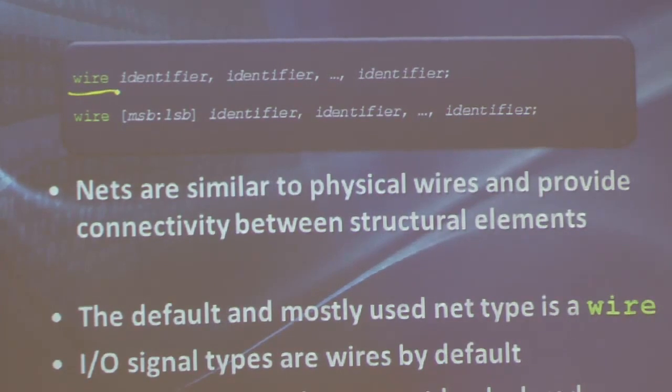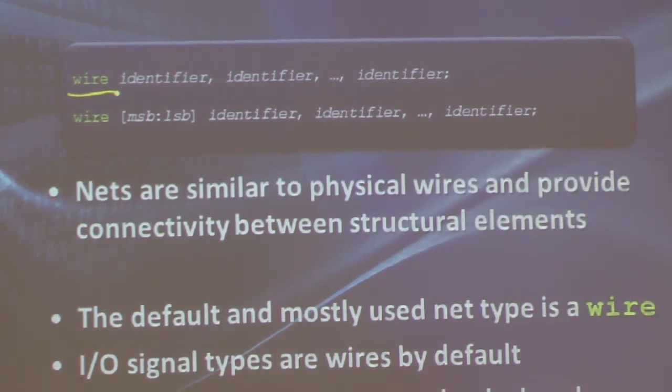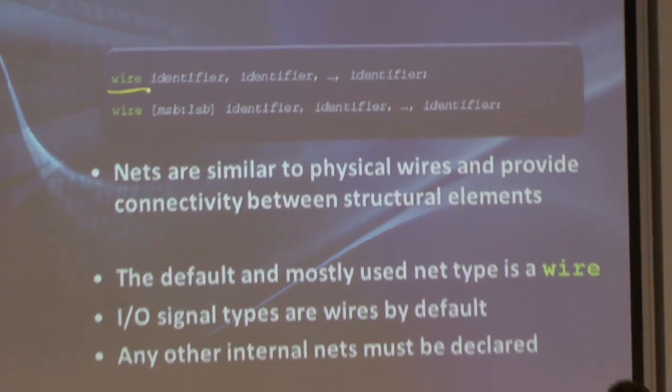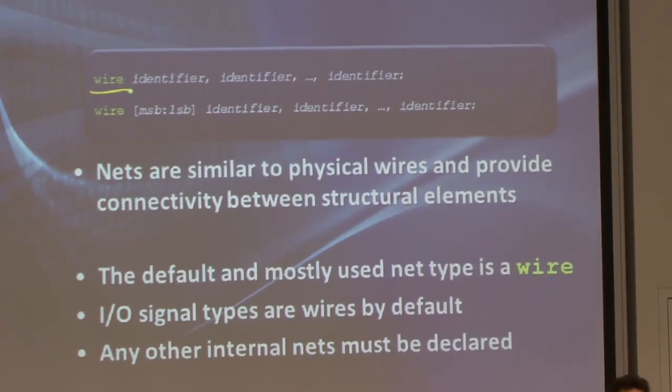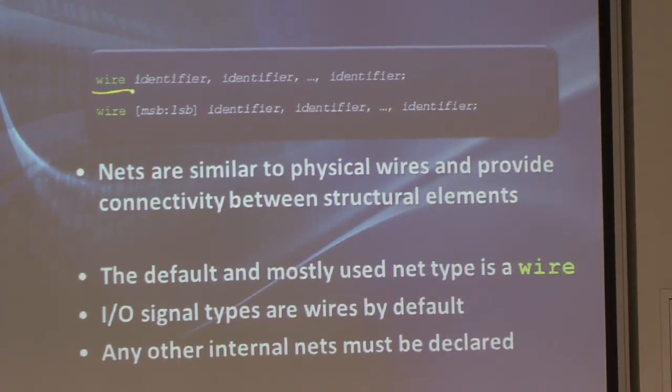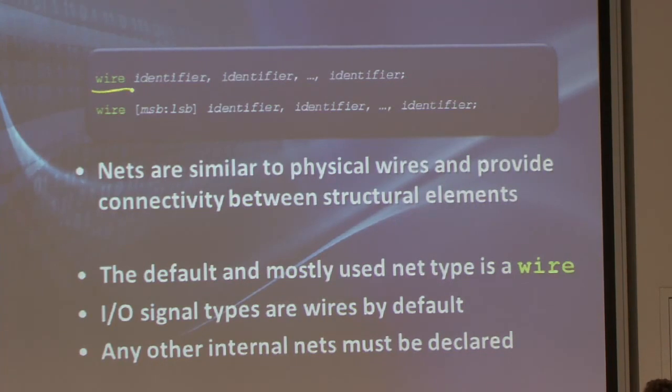Now, wires are things like your inputs and outputs. When they come in, they are wires. If you want to connect different components, and I'll go back to the example before, you can see that we're connecting them using wires. When you define inputs and outputs, they will already by default be defined as wires. If you want any additional wires in your module, you will have to declare them with this keyword wire.